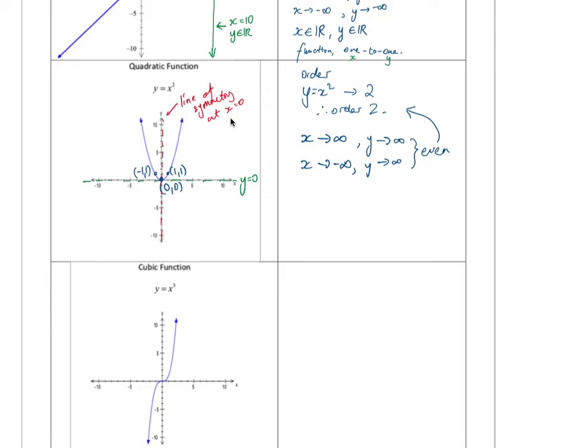Let's have a look at the domain. Is there any number you can throw into this that will break it? Y is equal to 2 squared, negative 2 squared, 100 squared, negative 100 squared. X can be any value in the domain.